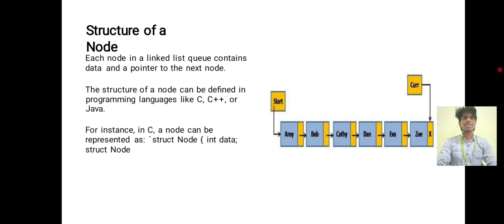Structure of a node. Each node in a linked list queue contains data and a pointer to the next node. The structure of a node can be defined in programming languages like C, C++, or Java. For instance, in C, a node can be represented as a struct node, int data, struct node.